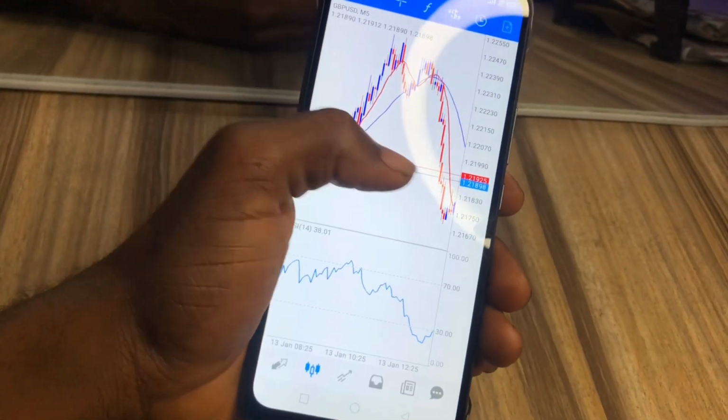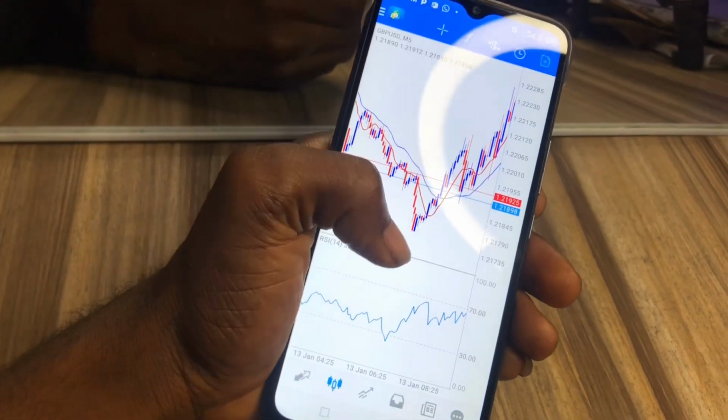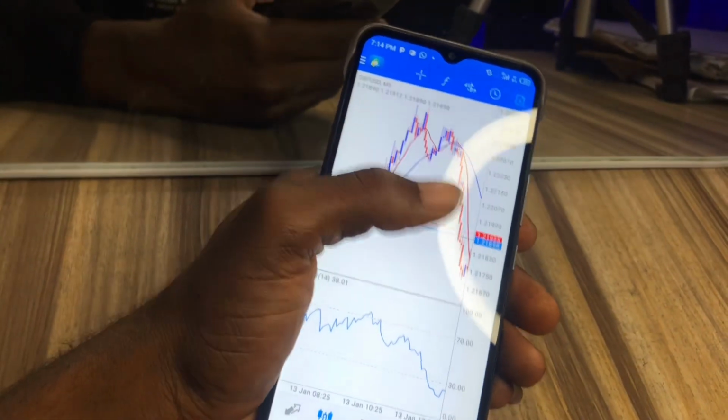Now, if you want me to make a detailed video about the relative strength index, just leave it in the comment and I'll do just that. Now look at the moving average. You can see the same thing. If you look from here, it's still showing us the same thing.